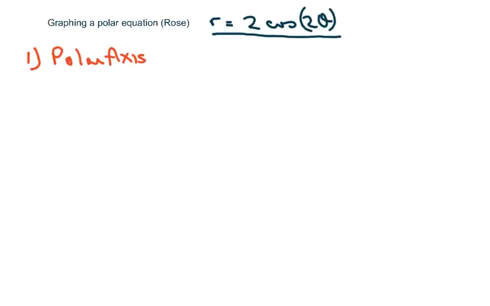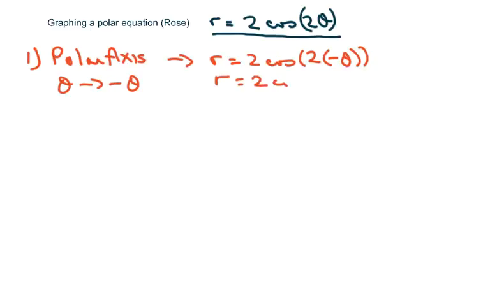So we're going to replace theta with negative theta, and we get r equals 2 cos of 2 times negative theta. Cosine's an even function, so basically that negative goes away, and it is symmetric because these two match up here. It's just like we did with even and odd functions before. So it's symmetric to the polar axis.